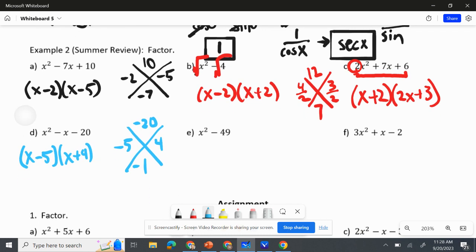Letter E, what we have is binomials, and we could take the square root of each of those binomials. So that would be x minus 7 and x plus 7.